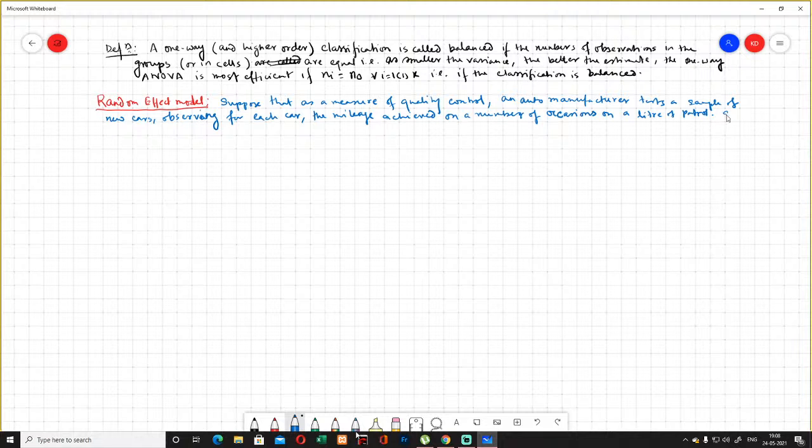So we define, suppose Yij is the mileage of the ith car on the jth occasion. Let mi be the true mean for the ith car selected.